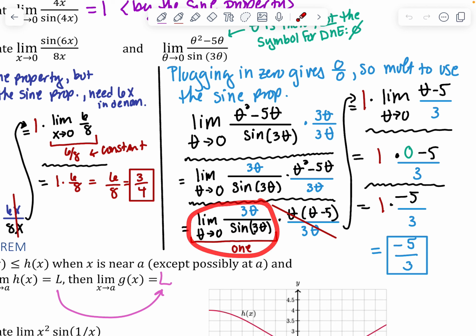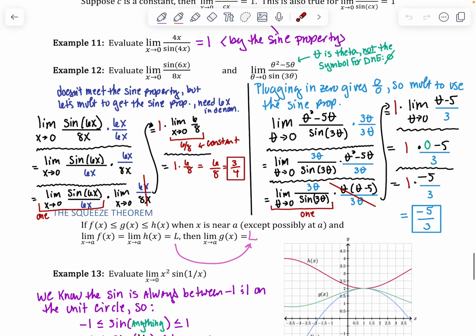So I can use the limit law here to get 1, and I really should have the limit over here. I'm canceling the thetas, and so I've now got 1, and I have now put back my limit of theta minus 5 over 3. I'm using direct substitution to plug it in, so the word limit is gone, and I end up with negative 5/3 as my answer.